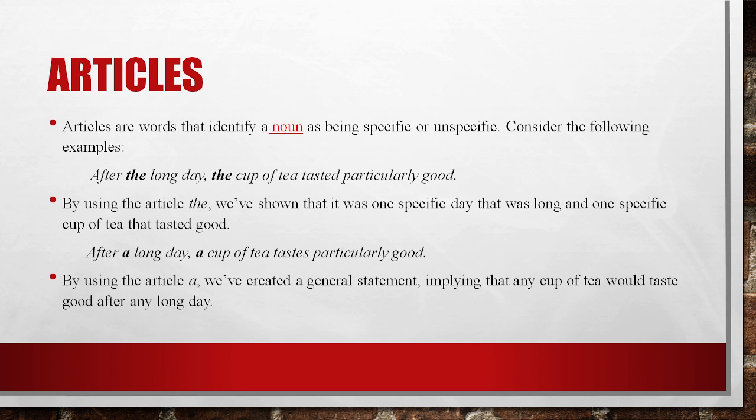Articles are words that identify a noun as being specific or unspecific. So let us consider the following examples. After the long day, the cup of tea tasted particularly good. By using the article the, we have shown that it was one specific day that was long and one specific cup of tea that tasted good. We are using the article for showing the specific things.